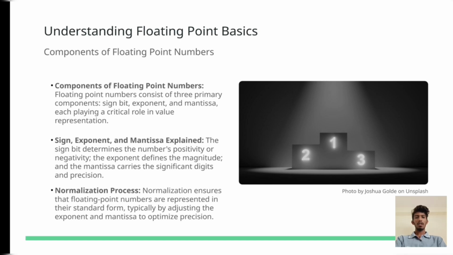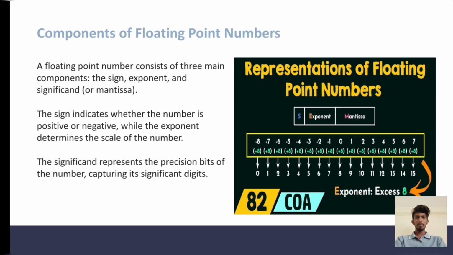Normalization process. Normalization ensures the floating point numbers are represented in their standard form by adjusting the exponent and mantissa to optimize precision. Components of floating point representation. A floating point number consists of three main components: a sign, exponent, and significand. The sign indicates whether the number is positive or negative, while the exponent determines the scale of the number. The significand represents the precision bits of the number, capturing its significant digits.